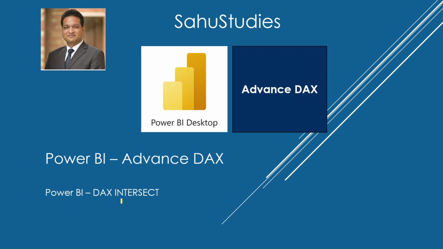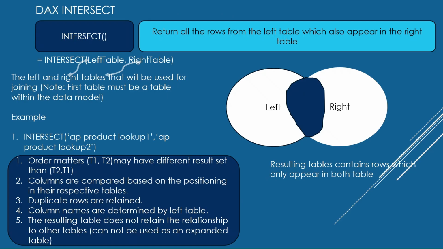In this video, we are going to discuss the intersect function in Power BI. So what is the intersect function and when do we generally use it? The intersect function returns all the rows from the left table which also appear in the right table.